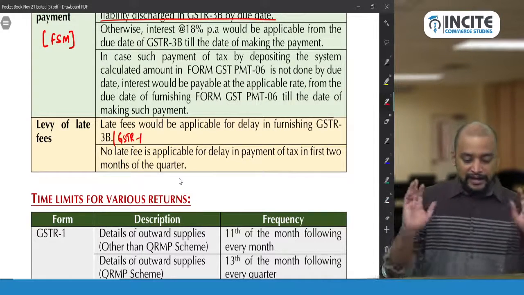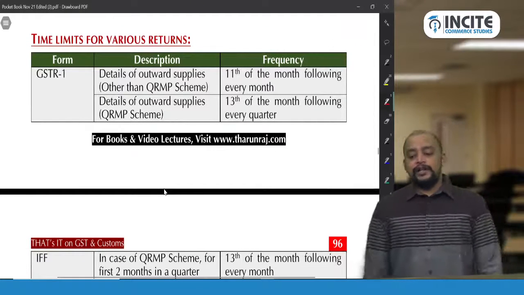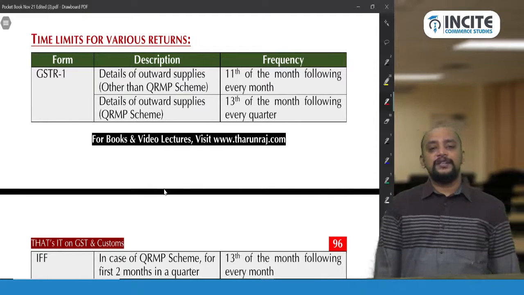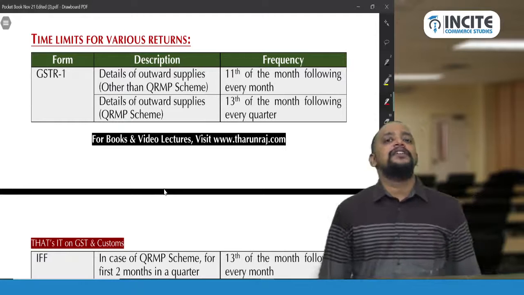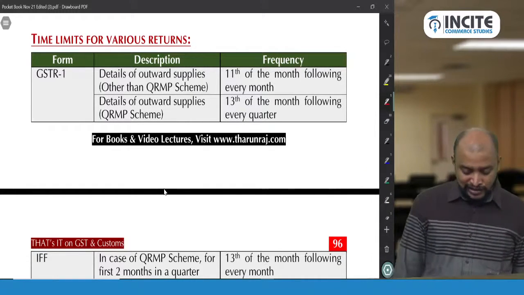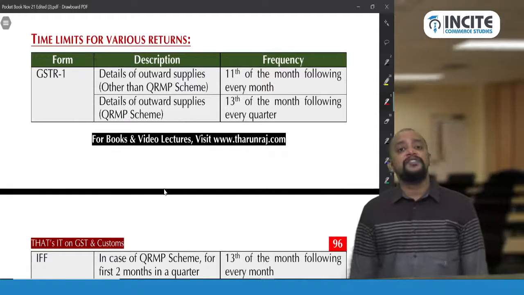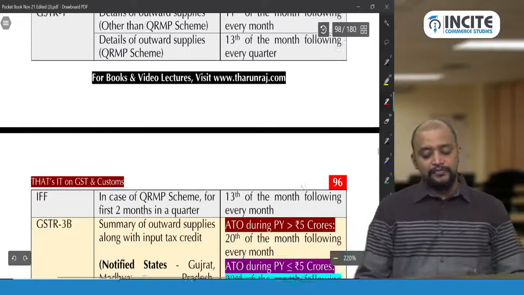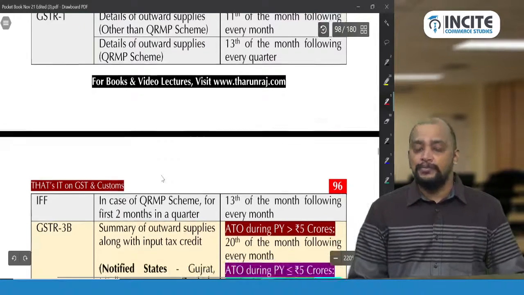Okay, fine. So the time limits for various returns. GSTR 1 is a return that needs to be filed by every registered person. We have two options, monthly and quarterly. Monthly it is by 11th of the month following every month. Quarterly is in case of QRMP, whose turnover does not exceed 5 crores and who opted for QRMP, 13th of the month following every month. Even for the invoice furnishing facility, for the first 2 months in a quarter, it is 13th of the month following every month. Just remember these due dates because MCQs can be asked.